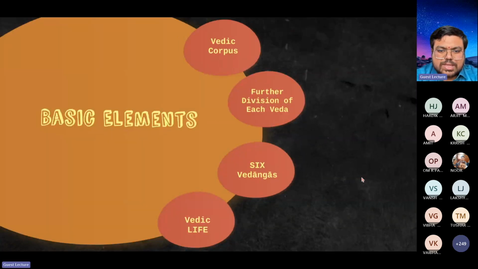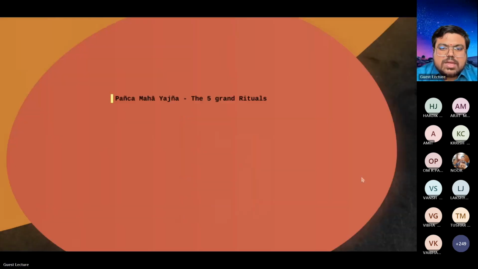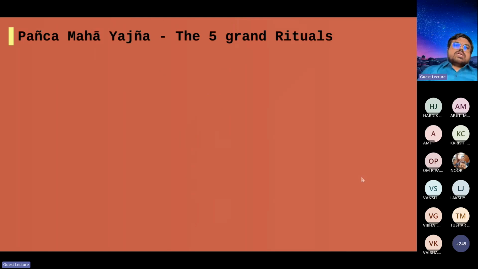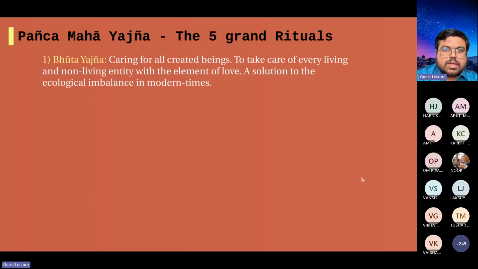So that's about the 6 Vedangas. To summarize the whole Vedic things into what is known as Vedic life, let us understand what is known as Pancha Maha Yajna. So the 5 grand rituals that suggest how Vedic life used to be are as follows. The very first is called Bhuta Yajna. Now, to live a life is for the betterment of yourself, your surroundings, and a harmonious existence with nature.